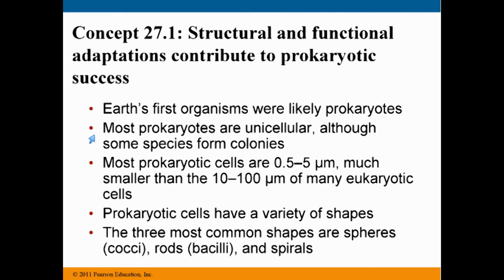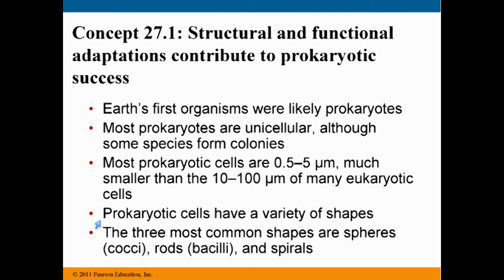Most prokaryotes are unicellular, but we can see some species that form colonies. Most prokaryotic cells are between 0.5 and 5 micrometers, and it mentions here that's much smaller than the 10 to 100 micrometers of the eukaryotic cell. So what you're writing down in your notes, prokaryotes are small, and then in parentheses put 0.5 to 5 microns.